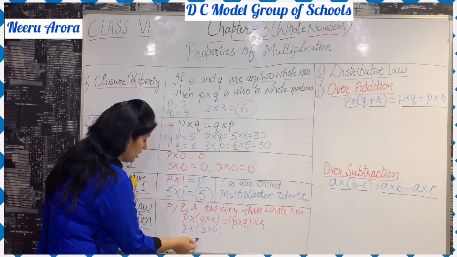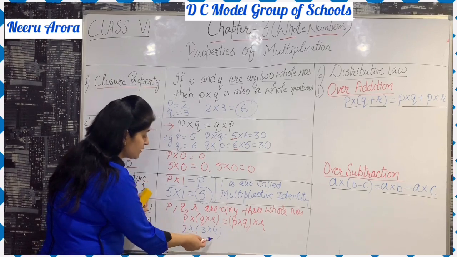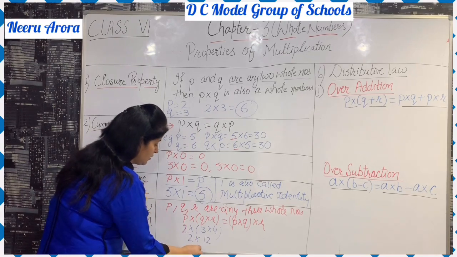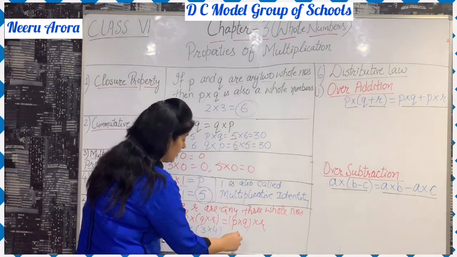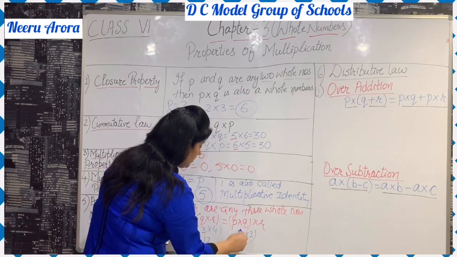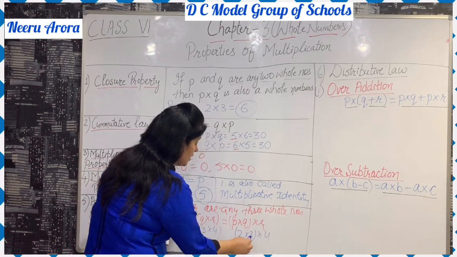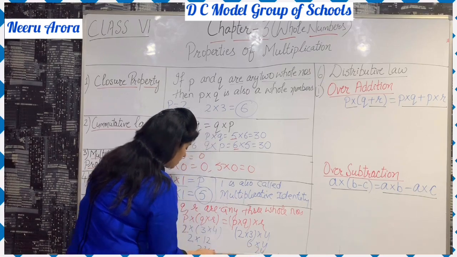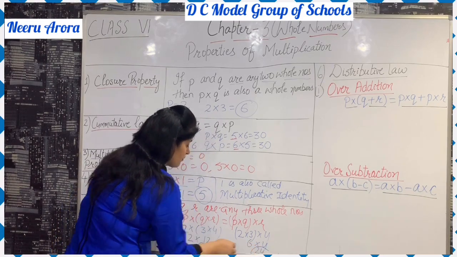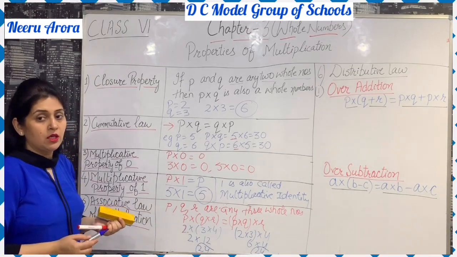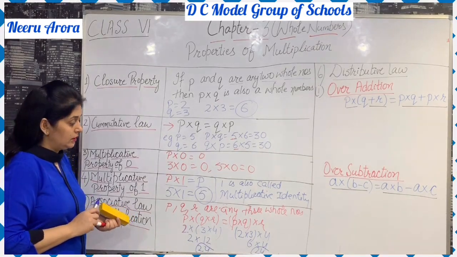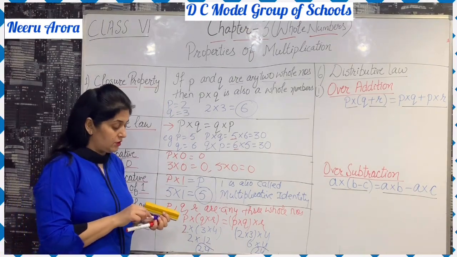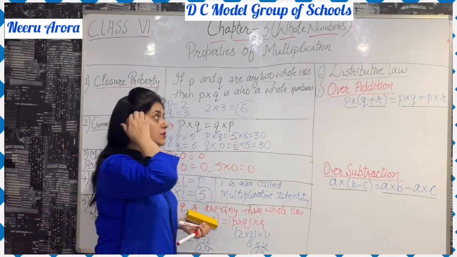Now what will be the product of this? We always multiply the brackets first. 12 into 2, we get 24. On this side, 2 multiplied by 3 multiplied by 4. In this case 2 multiplied by 3 is 6, 6 multiplied by 4 is 24. So this remains the same. The product remains the same whatever the arrangement is. So this is our associative law of multiplication.